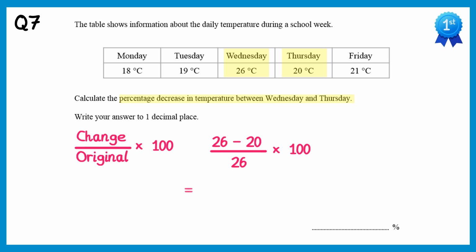26 take away 20 is just 6, so we have 6 over 26 times 100. The question asks us to write the answer to 1 decimal place, so if you type this into your calculator and round it, you'll get 23.1%.